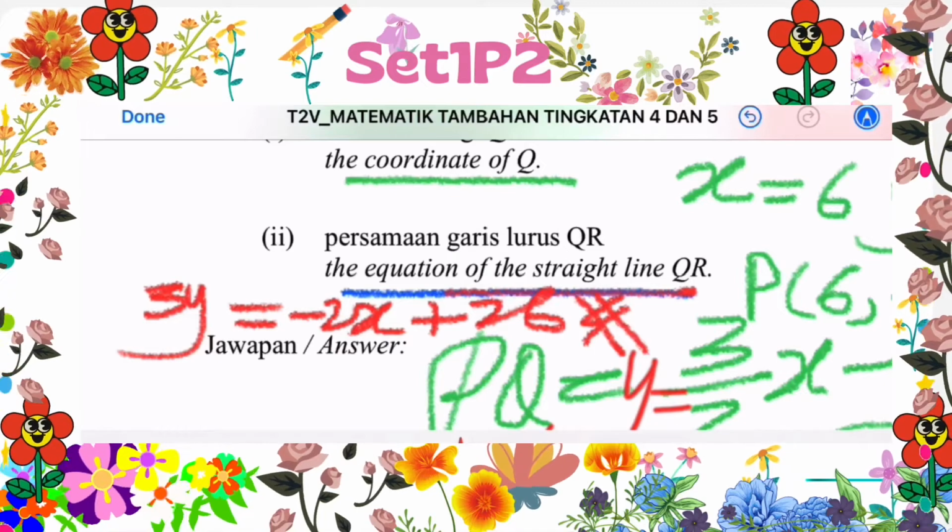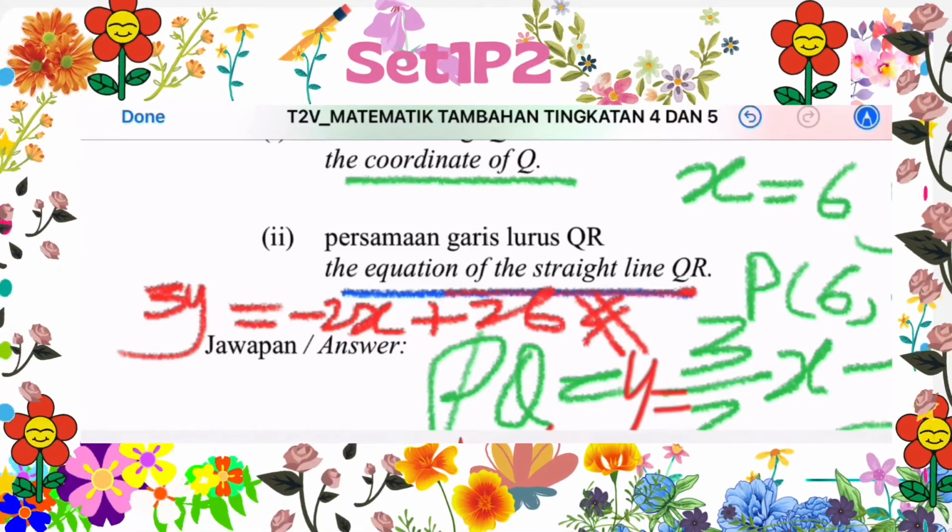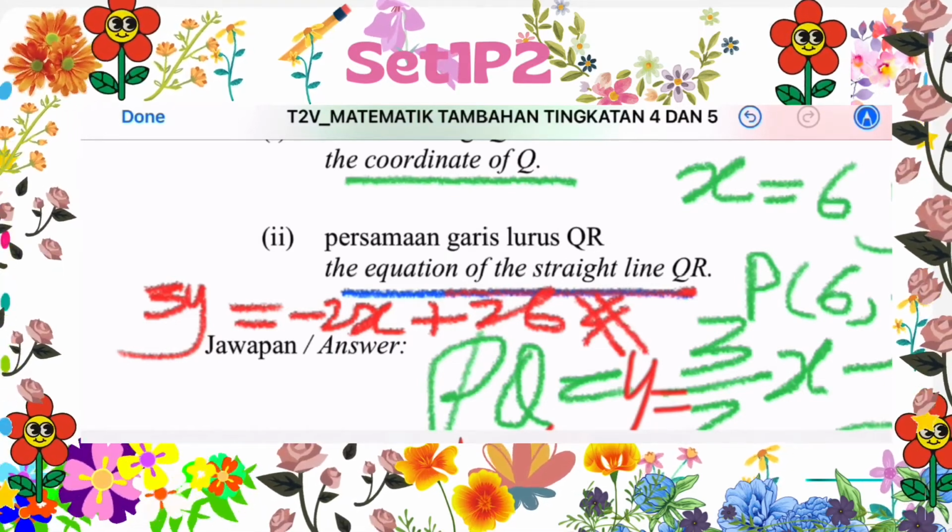Using m1 times m2 equal to negative 1. That's all my sharing about question number 3.